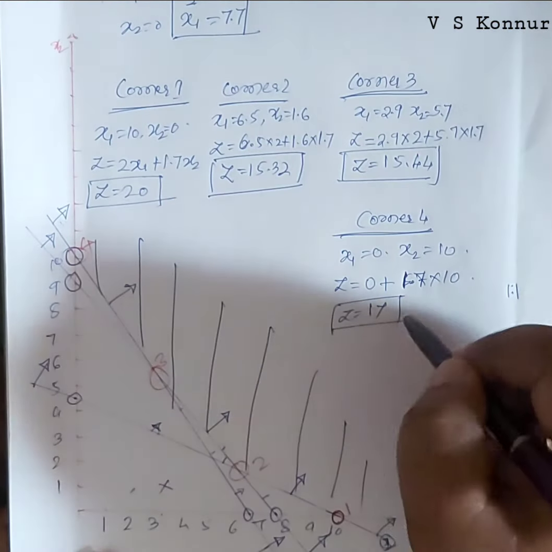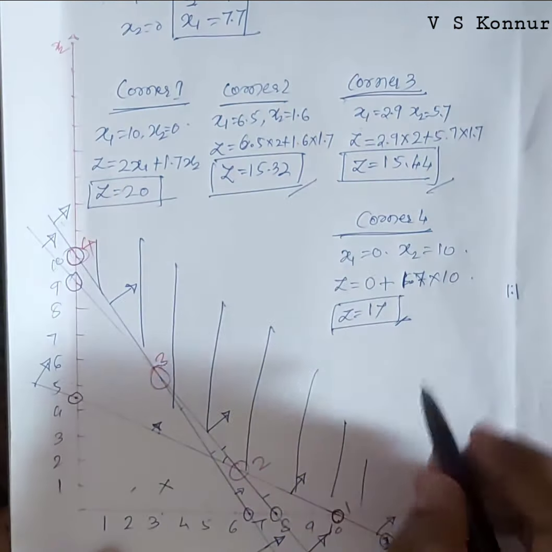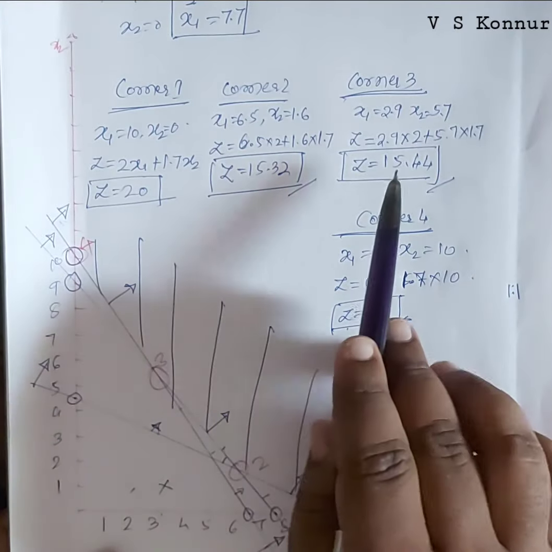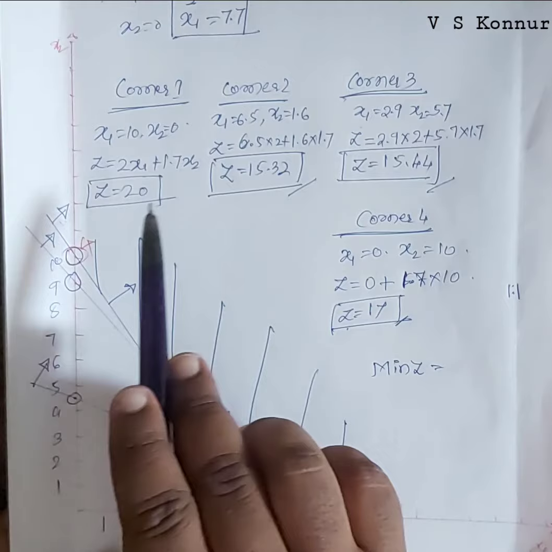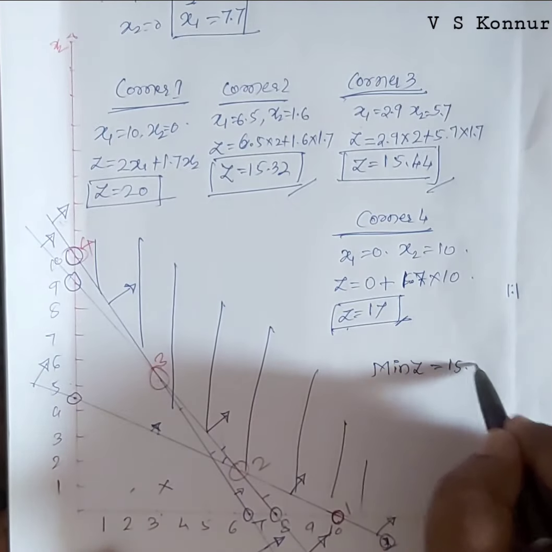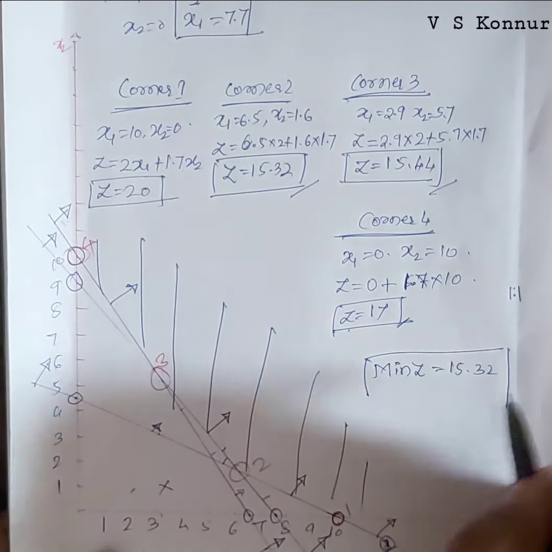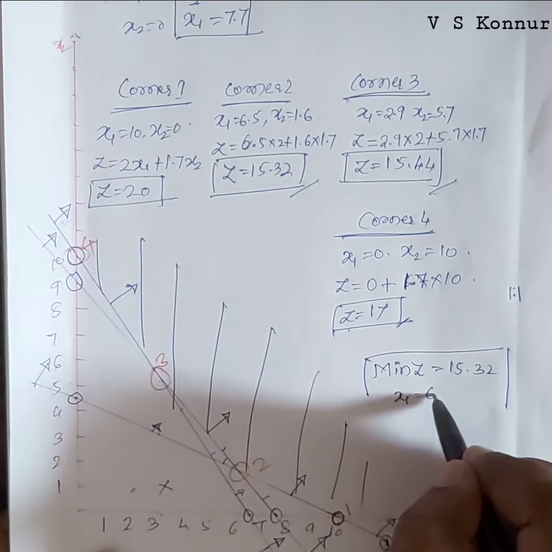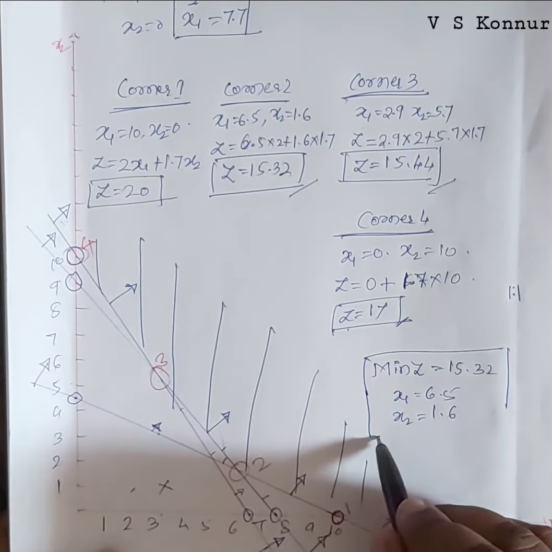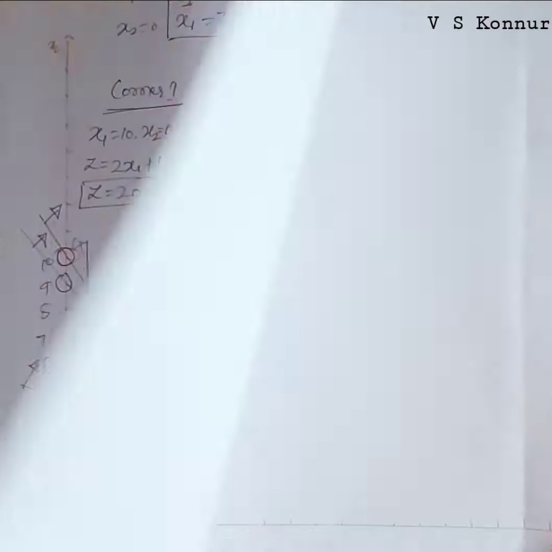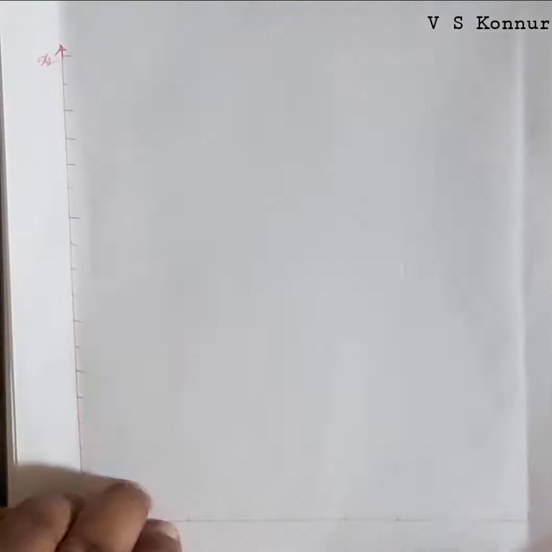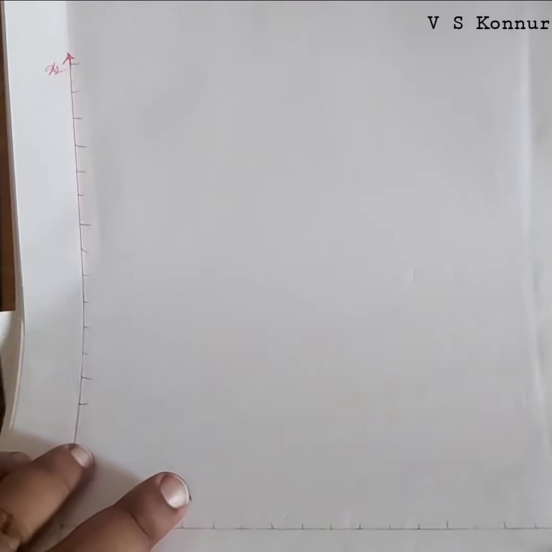Now, from these, we have to consider the minimum for the minimization of Z. The Z values are 17, 15.4, 15.3, and 20. Minimum is 15.3. 15.32 is the answer. For that, x1 is equal to 6.5, x2 is equal to 1.6. So this is the answer. So this is how you have to solve minimization problems. Next we'll go for another problem.